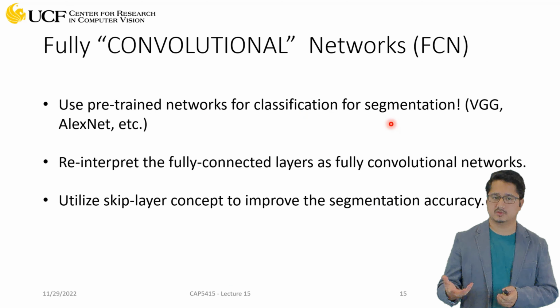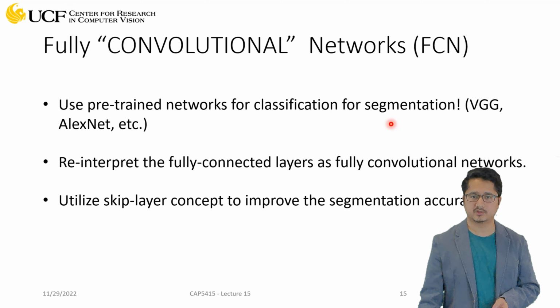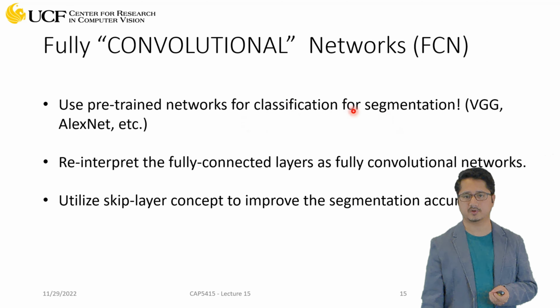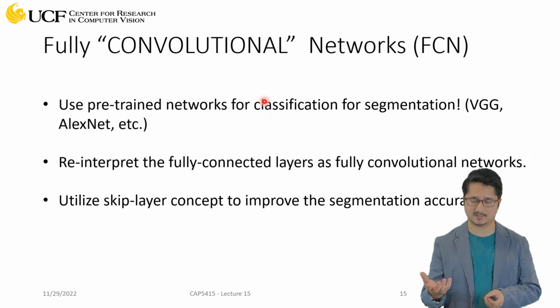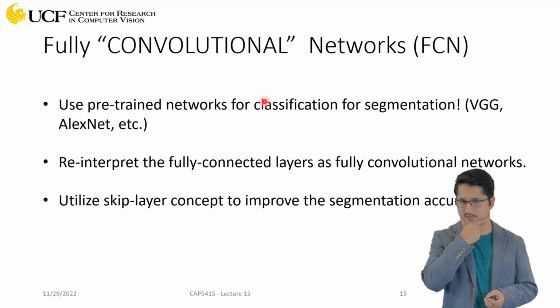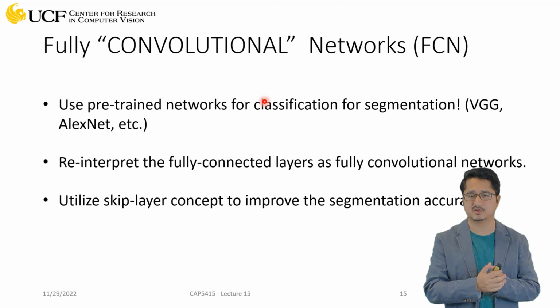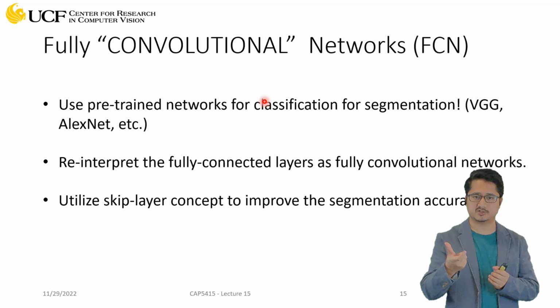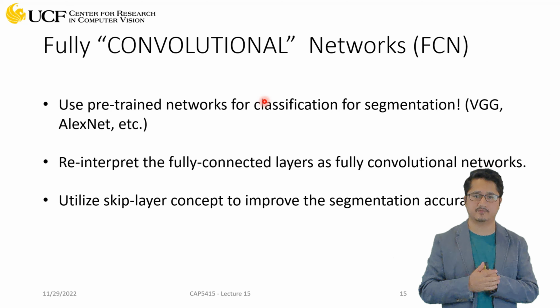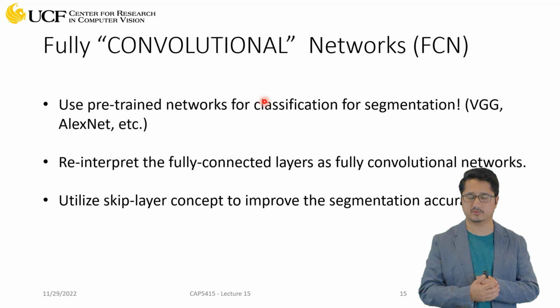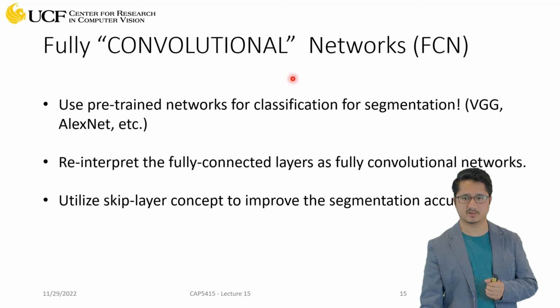All right, so the simple solution could be, you can just pre-train your network for classification tasks. And if you remember, this is exactly what we did for object detection. We just took a classification network and we trained it for classification. And then for object detection, we just added a few heads on top of that, right? Exactly, we are going to do the same thing here as well.